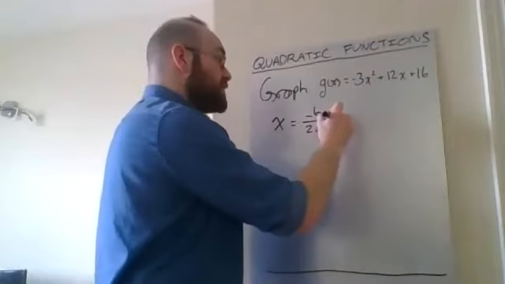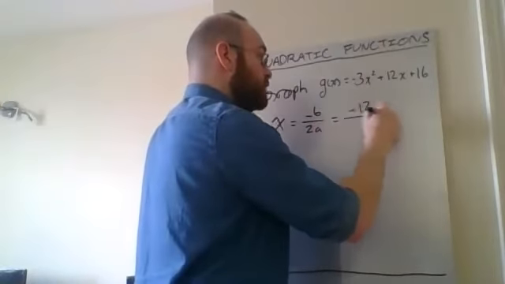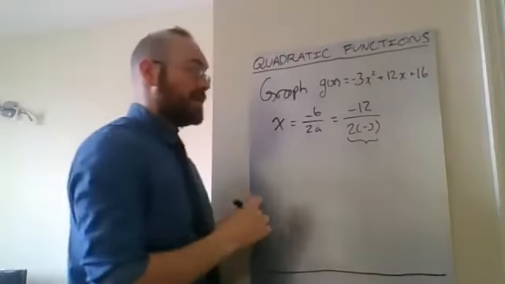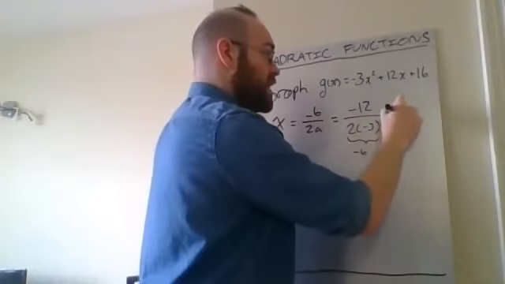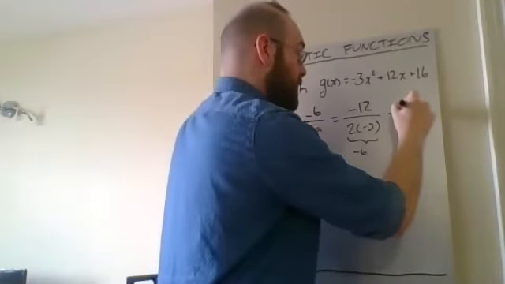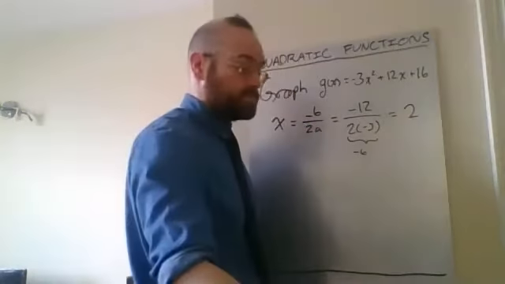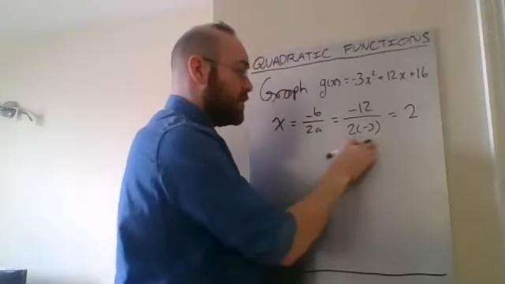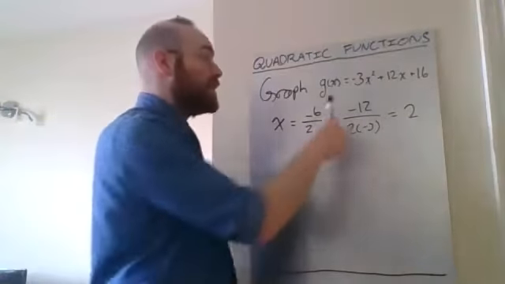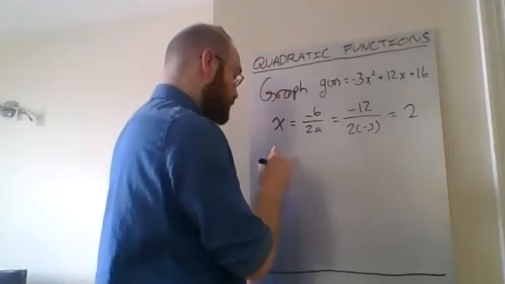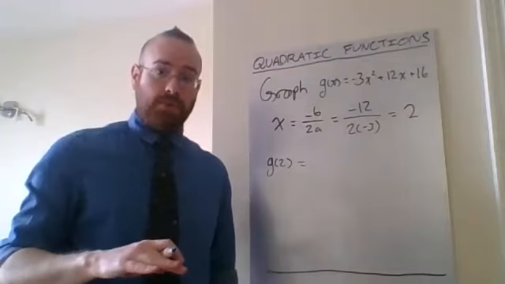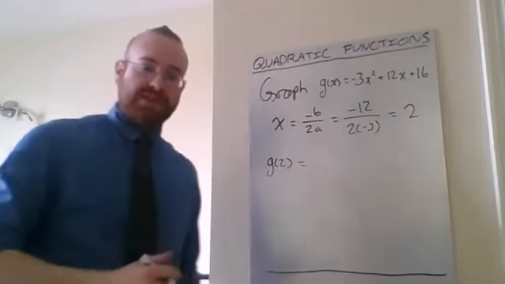So if we finish plugging this in, we have negative 12 over 2 times negative 3. Our denominator becomes negative 6. And negative 12 divided by negative 6 is going to be positive 2. So this is the x value of our vertex. To find the y value of our vertex, we need to evaluate our function g of x at 2. So take a moment while I work this out up here, pause the video, evaluate it yourself, and then we'll come back together.